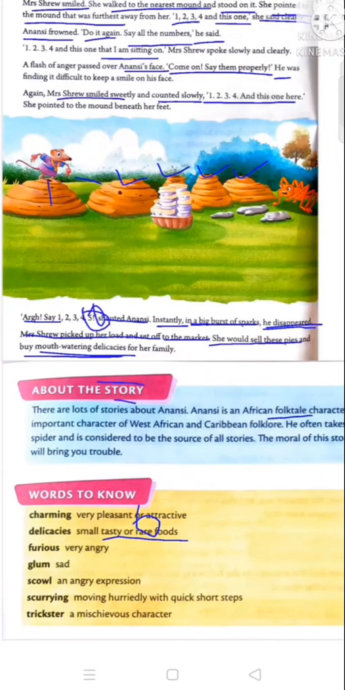So, my dear students, the moral of this particular story is that greed will bring you trouble. That means here, as we have seen, Anansi was greedy, he was thinking about himself only, and after getting some foods, he was not at all happy. He wanted more and more, so he was a greedy creature, and for that reason, finally he disappeared, or he was in trouble.